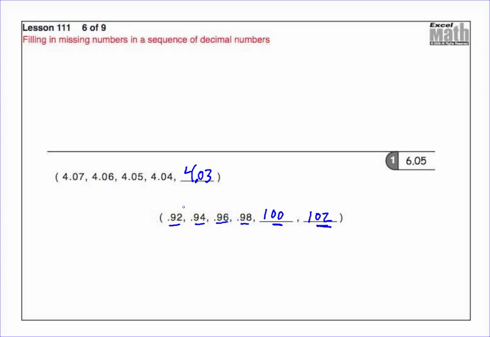Think of this like money, 92 cents, 94 cents, 96 cents, 98 cents, and then we add 2 more cents, 2 more pennies. Well, we're going to be at $1 or the number 1. And then 2 more cents after that is $1.02. We don't put a dollar sign in or anything, but we do have to have the decimal point in there. Okay, and so there you have it.